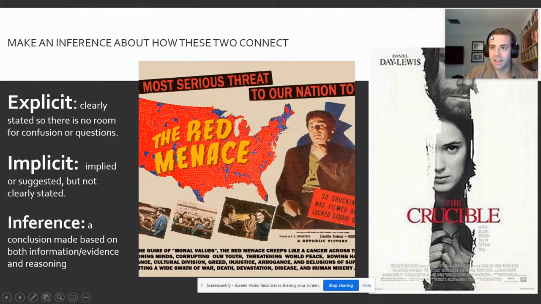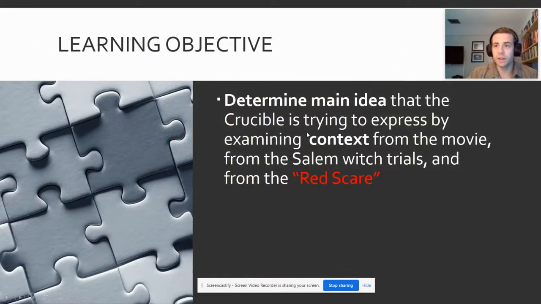So if we take a look at this back in our same format of taking a look at what do we explicitly see or what do we explicitly know about this political climate in the 1950s, which you're going to learn about, called the Red Scare, and what's going on in the Salem witch trials and in the Crucible, I can start to draw conclusions. I can look at what is implied between the connections between these two things and come up with an inference about what the main idea is of this play. So our goal is going to be to determine the main idea of the play. We're going to look at the big picture here. And we're going to get there by examining the context from the movie, like what happens in the movie, what happened in the Salem witch trials, and how does this all connect to this idea of the Red Scare in the 1950s.